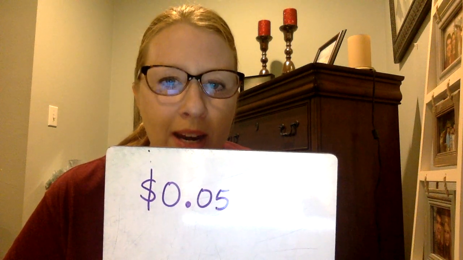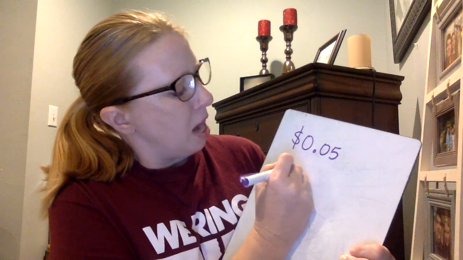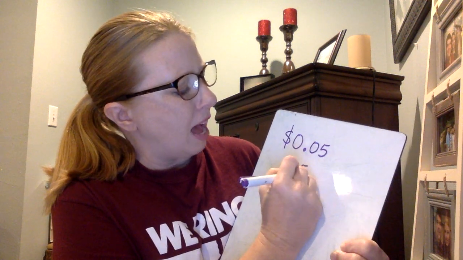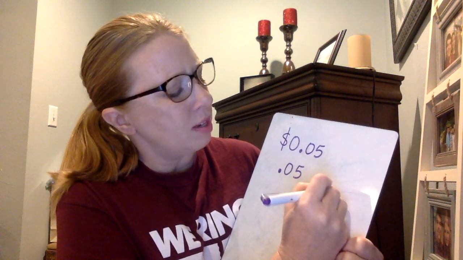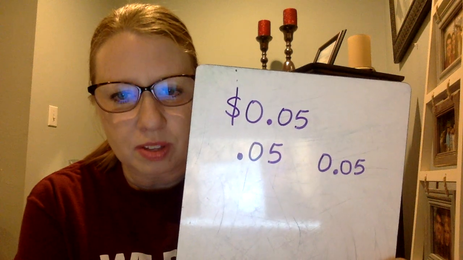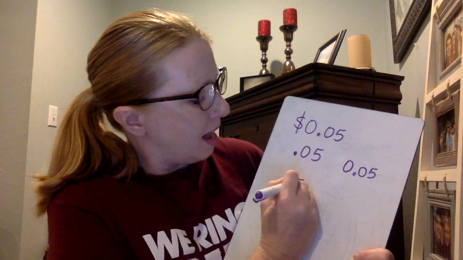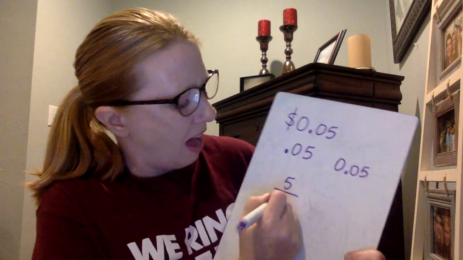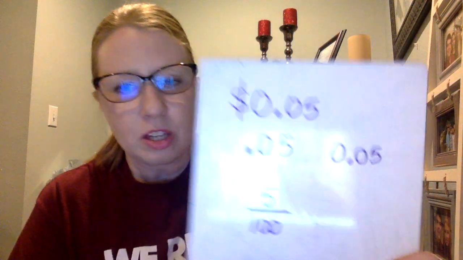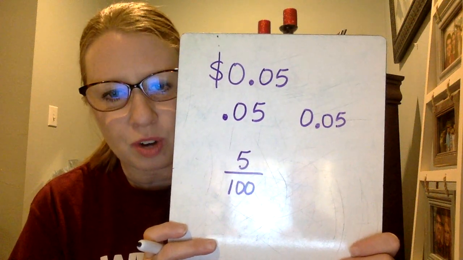Now I need to write it as a decimal. Again, we can do it two ways. We can do a decimal 0.5, or we can do 0 decimal 0.5. Now when I'm writing it as a decimal, I'm going to say 5 hundredths. And now as I want to write it as a fraction, again, you just heard me say it, 5 hundredths. So it's 5 out of 100 cents, 5 hundredths.